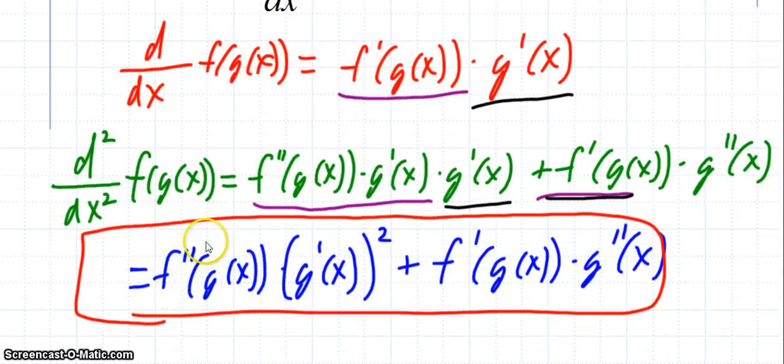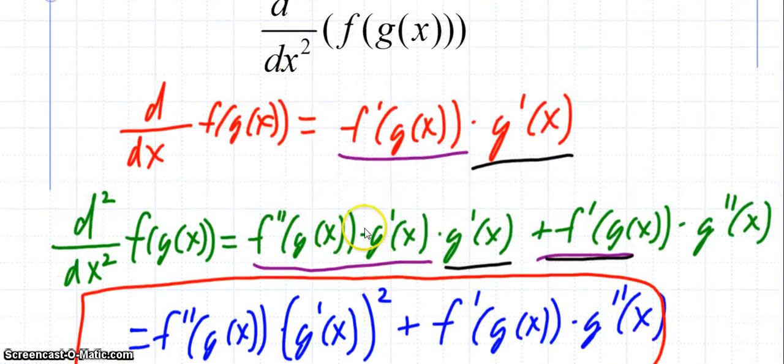Alright, so we should end up with f double prime of g of x times g prime of x quantity squared plus f prime of g of x times g double prime of x. How do we get that? Good question. Well, I told you right before you paused that the first derivative of f of g of x is f prime of g of x times g prime of x. Remember, that's our chain rule. So now I have a product. What? Product rule. Good.